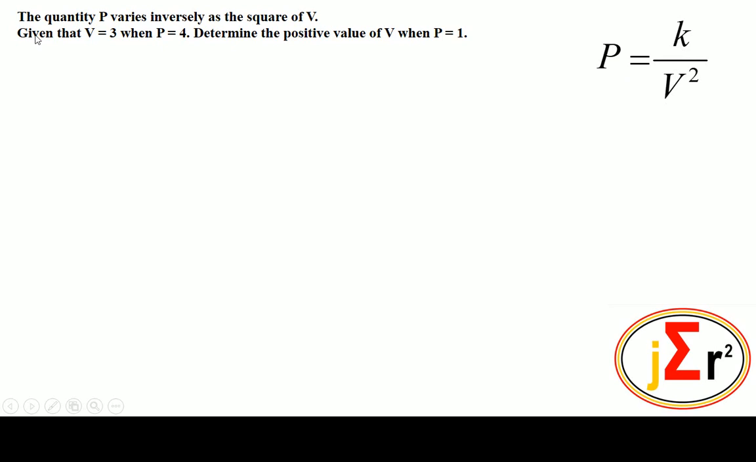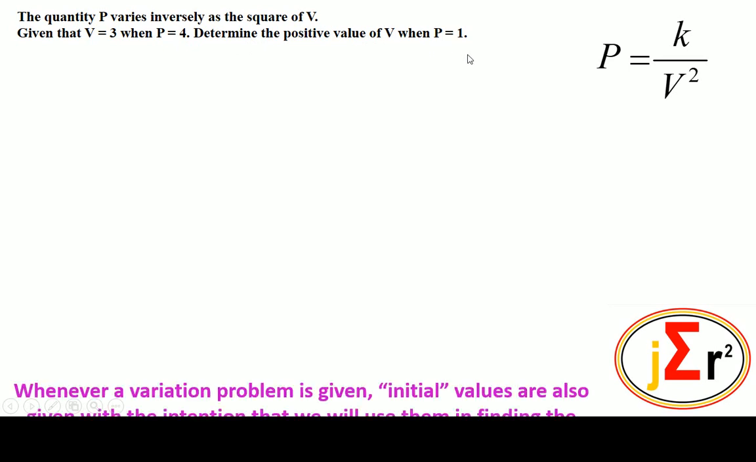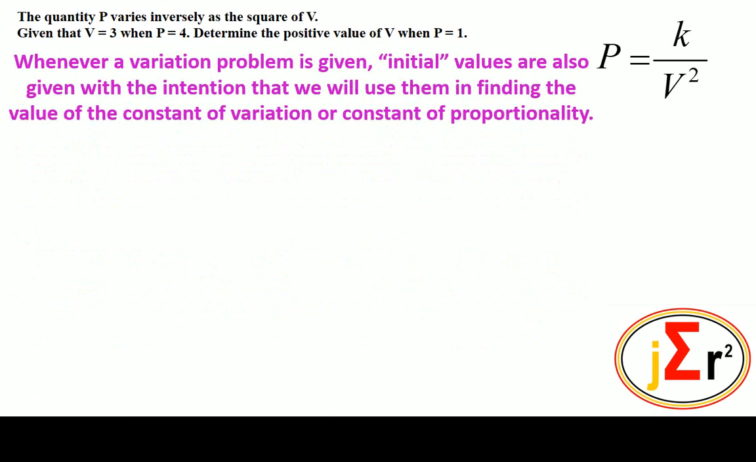The second sentence in the statement of the problem says, given that V is equal to 3 when P is equal to 4, determine the positive value of V when P is equal to 1. Whenever a variation problem is given, initial values are also given with the intention that we will use them in finding the value of the constant of variation or constant of proportionality. So the constant of proportionality relates P to the square of V.